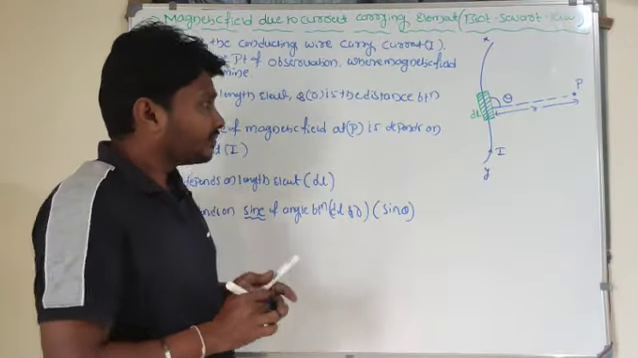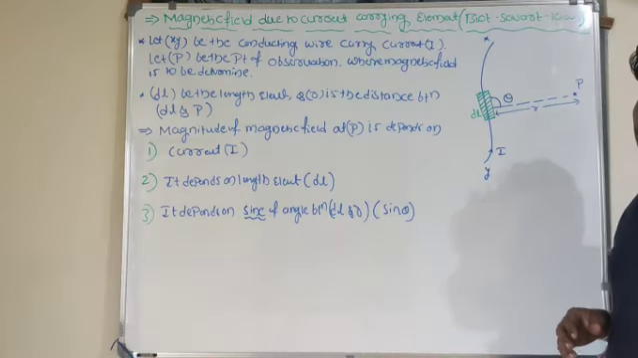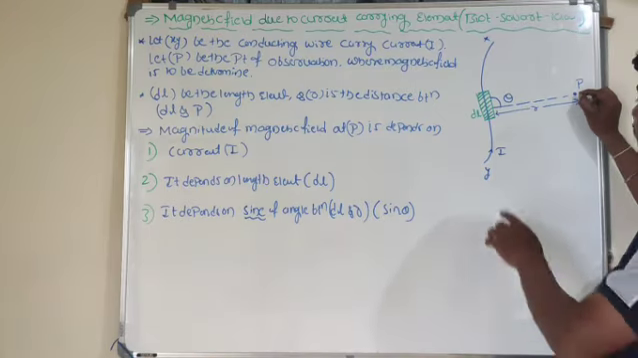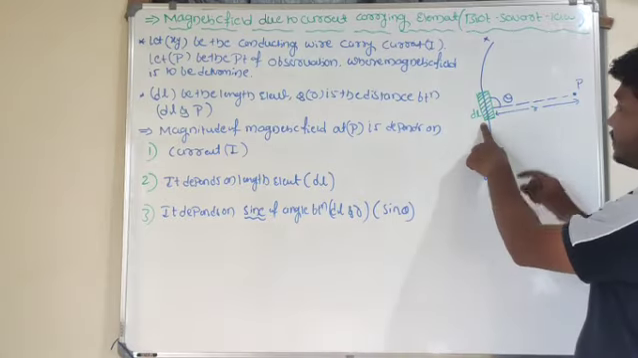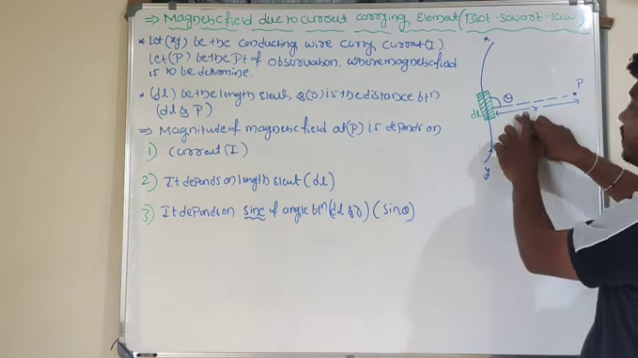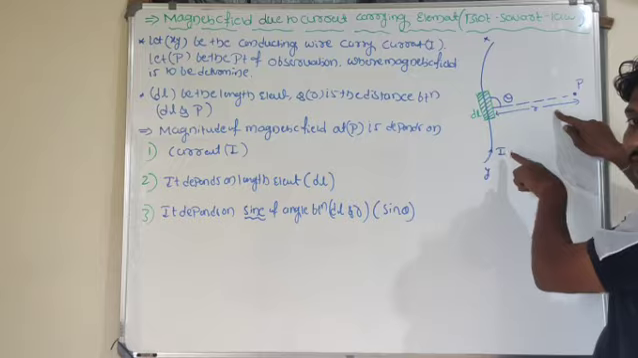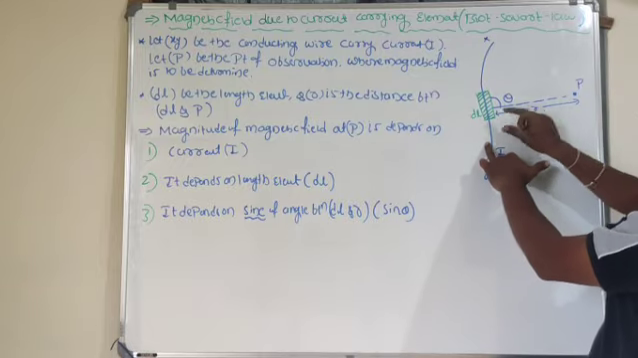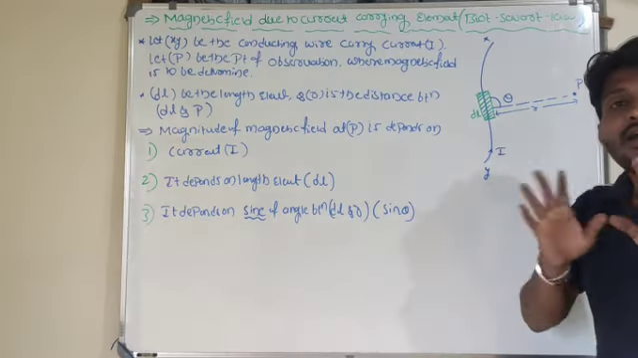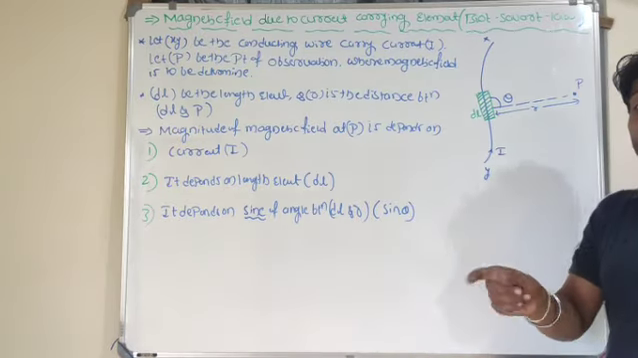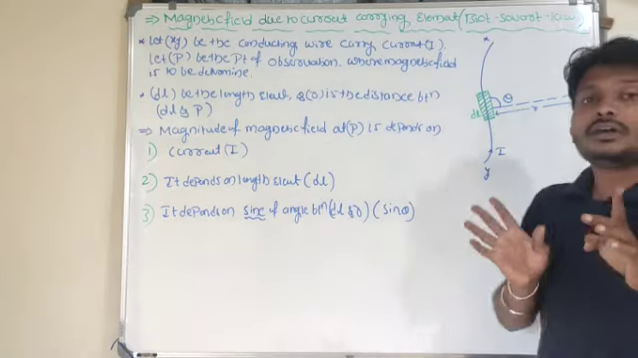And one more thing, the magnitude of magnetic field at point P is inversely proportional to the square of the distance. If the point of observation is close to the length element, the magnetic field is maximum. If the point of observation is taken away from the wire, the strength of the magnetic field goes on decreasing. So it is inversely proportional to the square of the distance between the length element and the point of observation.